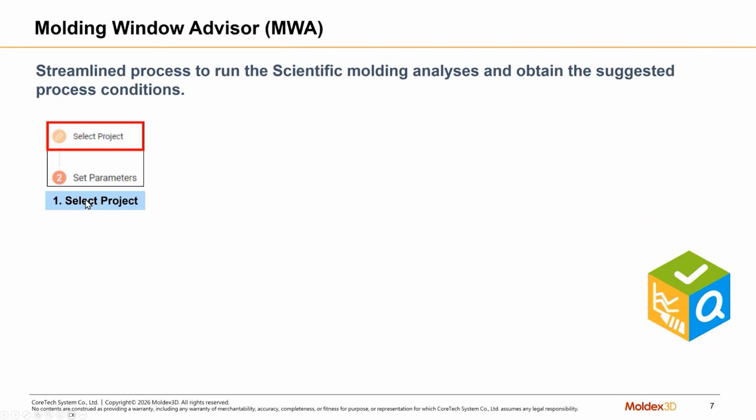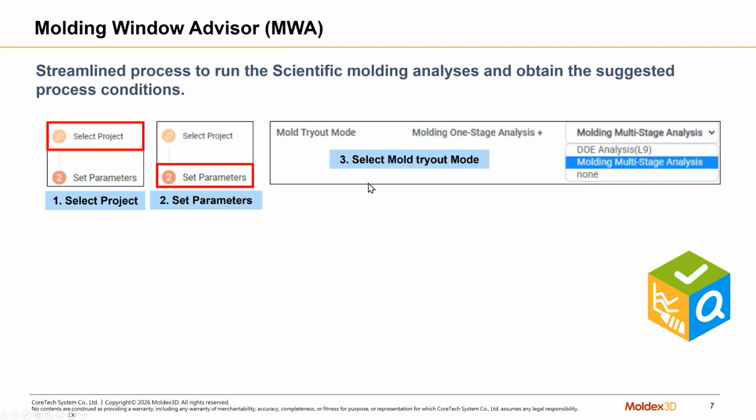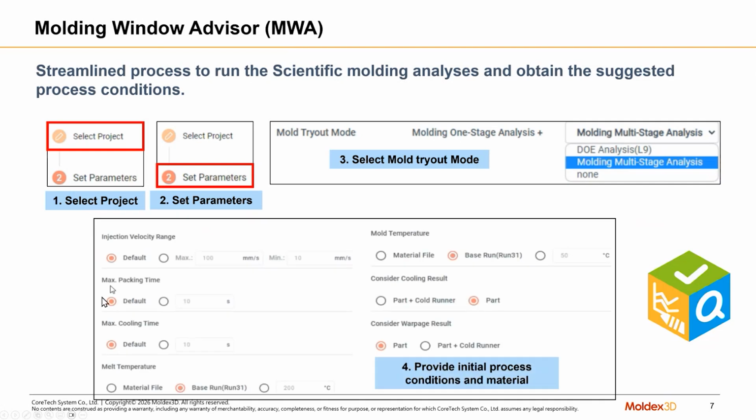All right, so we can select our project. You will need a project already or a baseline run to be established, kind of like the DOE feature if you've ever used that. You'll set up your parameters, and then you'll select your mold tryout mode. There's a few of these. You can either just run a DOE, which is just a standard DOE analysis, or you can use a multi-stage analysis, which will apply some scientific molding practices, something like a U-curve, testing the injection speed versus sprue pressure. It'll test packing pressure versus part weight. All these things it will do for you automatically. It'll set up all of those simulations and run them.